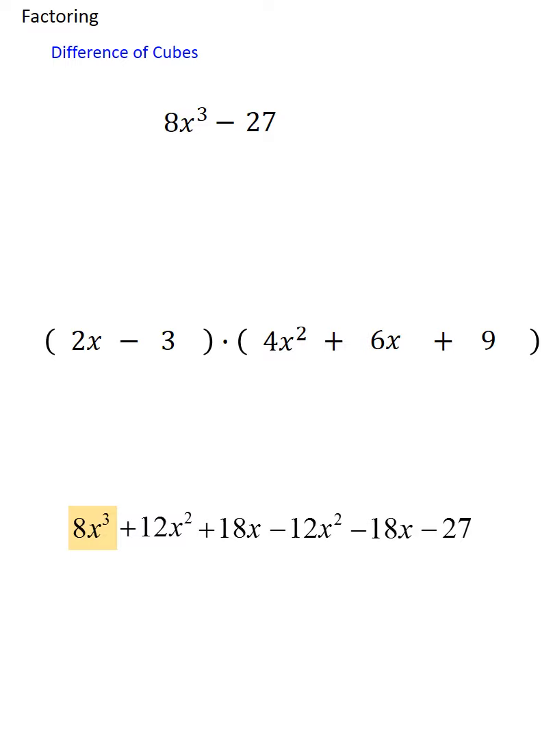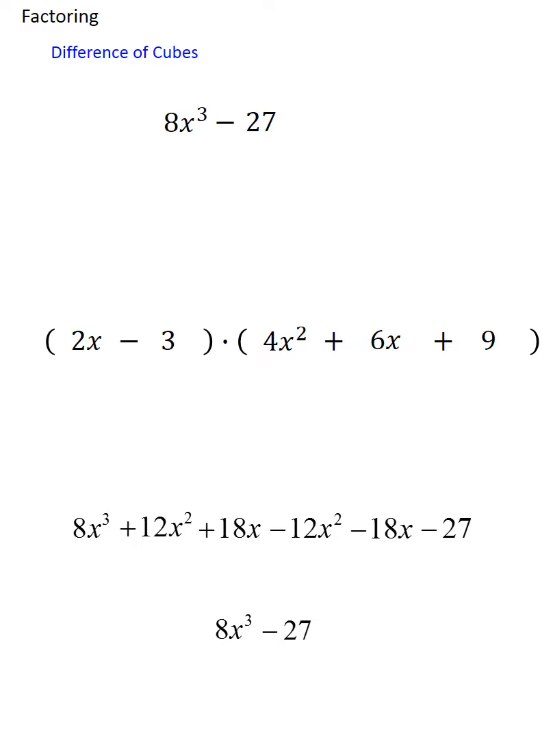Once you've done that, you'll notice in the simplification process, this is the only x cubed term, so that appears in the answer. These two terms cancel each other out, as do these. And so the minus 27, which does not combine with anything, also carries into the answer. And we see, in fact, that this product of a binomial and a trinomial, this big ugly thing in the middle of the screen, does in fact multiply out to be the original problem.